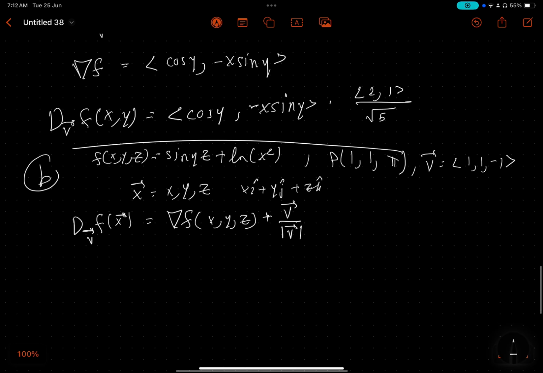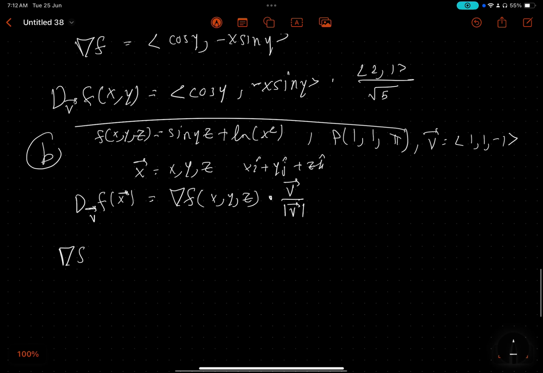The vector is multiplied by this. So the gradient with respect to x is just 2x times 1 over x squared. This is for the x, and this can be simplified to 2 over x. So this is 2 over x.